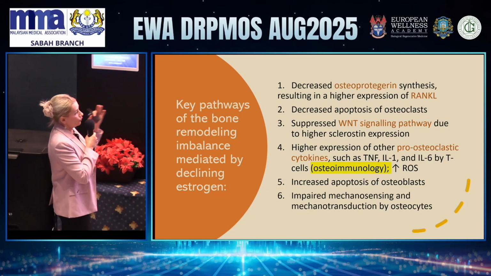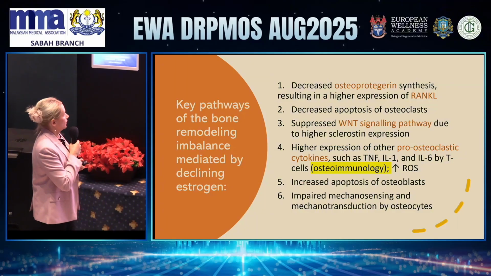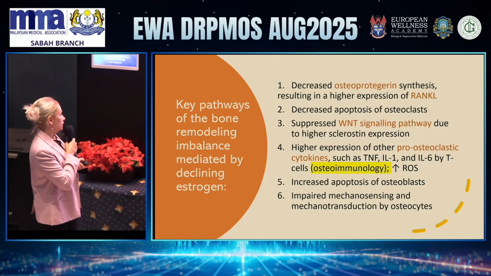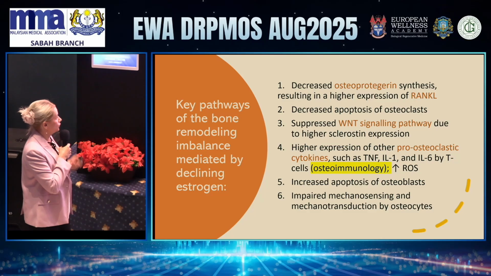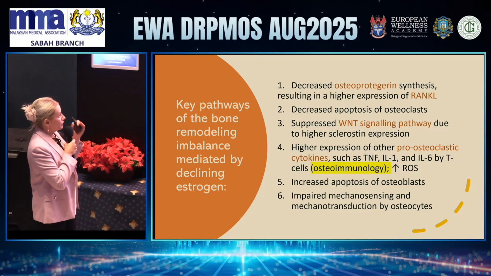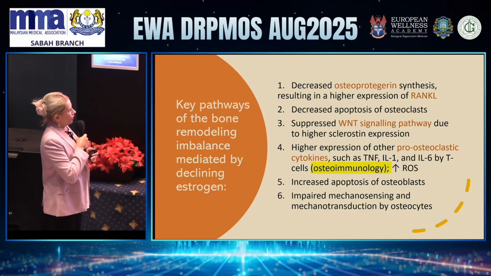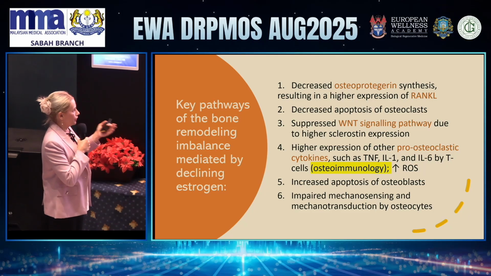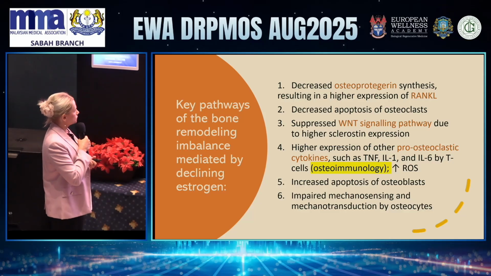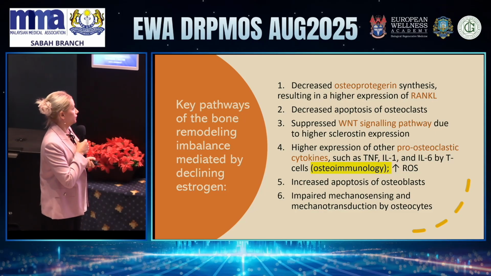The estrogen deficiency results in decreased osteoprotegerin synthesis, decreased apoptosis of osteoclasts, suppressed Wingless-related signaling pathway due to high sclerostin expression. Also, in the meantime, due to estrogen decline, there is a natural rise of the inflammatory cytokines such as tumor necrosis factor, interleukin-1, interleukin-6, and rise of the oxidative stress. Increased apoptosis of osteoblasts, also as a result of the estrogen deficiency.